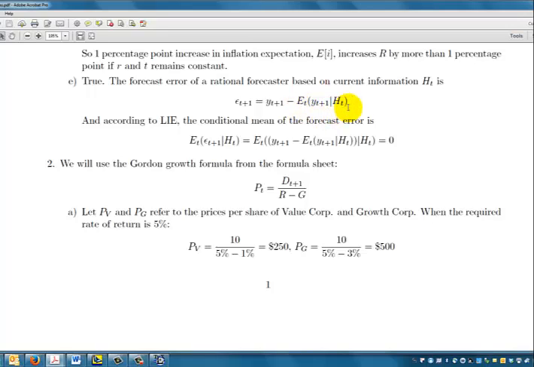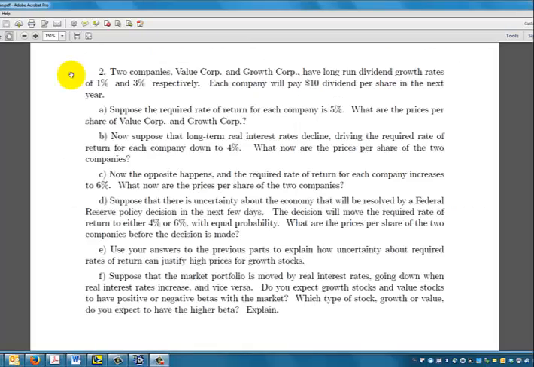And the law of iterated expectations says that the expectation of this and the expectation of this conditional on HT are the same, or equivalently that the expectation of the error is 0. Okay, so that's the first question.